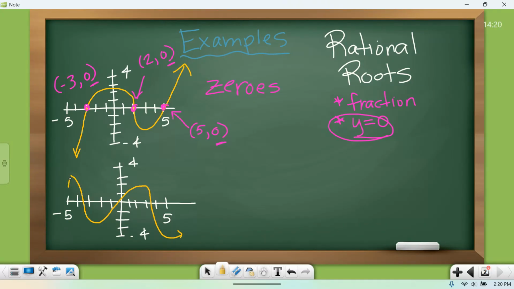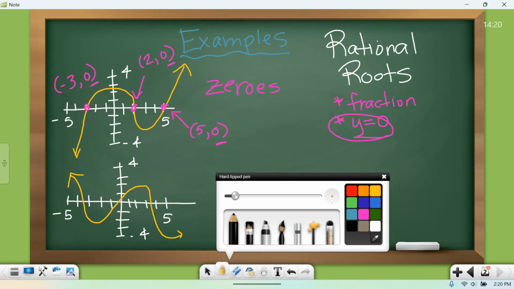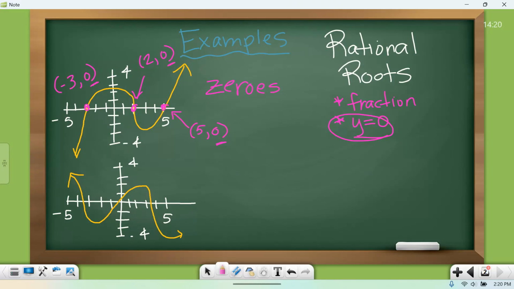And again, I'm just being creative. This could be a piecewise function. There's just all kinds of things this could be. But bottom line is we're looking at where things cross the x-axis. So there's one root, there's another root, and there's another root.